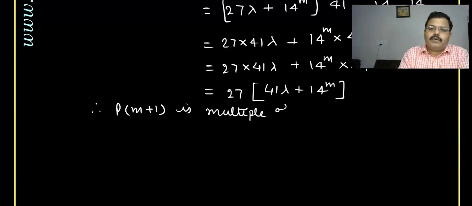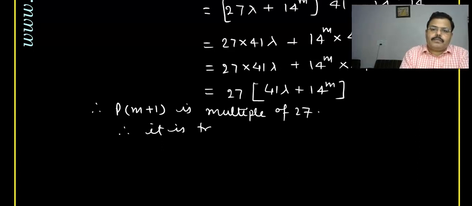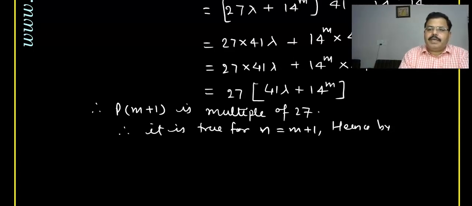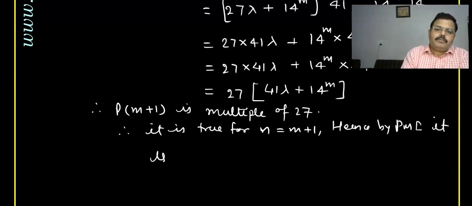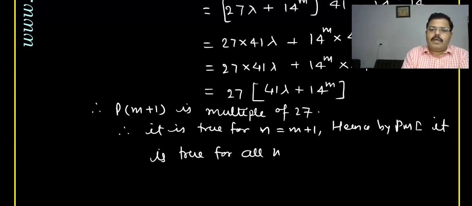Multiple of 27, and hence it is true for n is equal to m plus 1. Hence, by PMI, it is true for all n belonging to N.